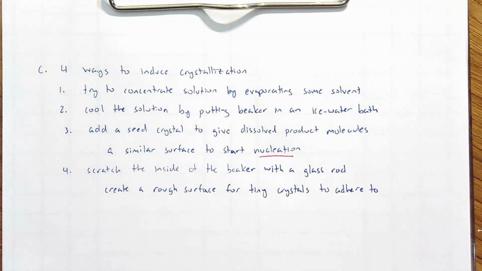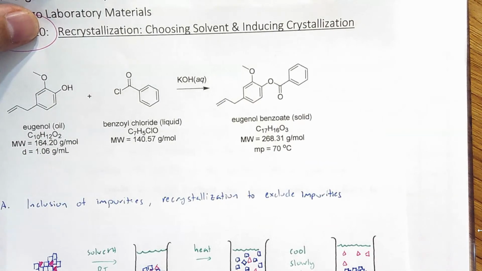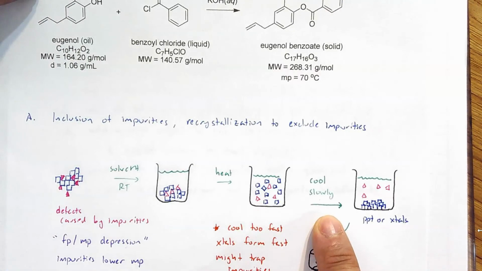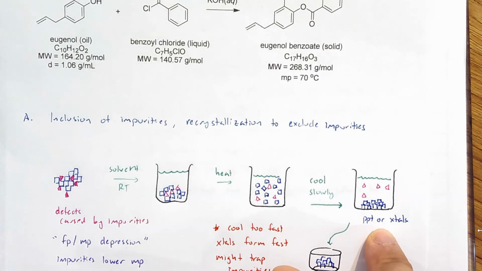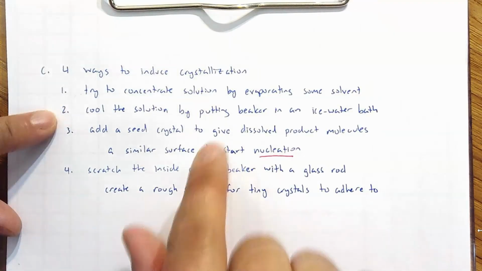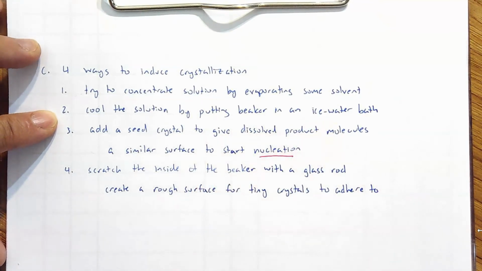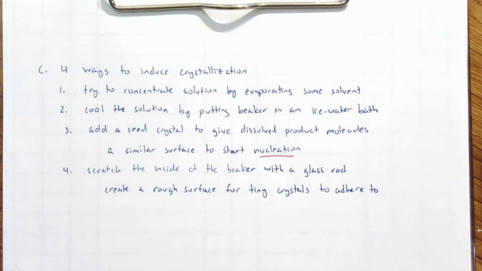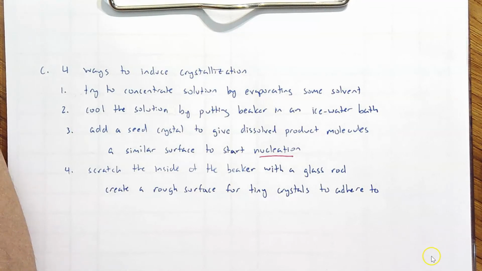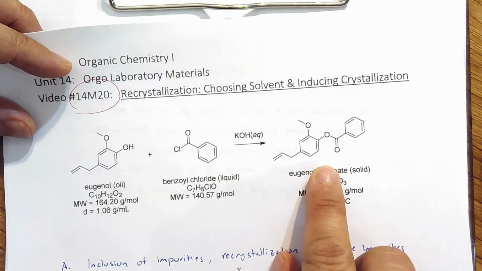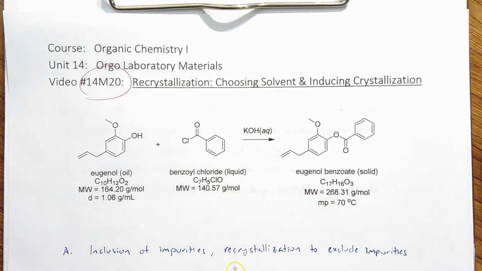Okay, those are 4 ways to induce crystallization. If you don't get any crystals or precipitate when you cool to room temperature slowly. And typically, even after you cool slowly and you do get precipitate, I still recommend that my students put their beaker into some ice water to help precipitate as much as possible. Alright, so that's all I want to say about recrystallization. While I will not show you the recrystallized eugenol benzoate here, I want my students to discover what crystals of eugenol benzoate look like when they do this recrystallization.